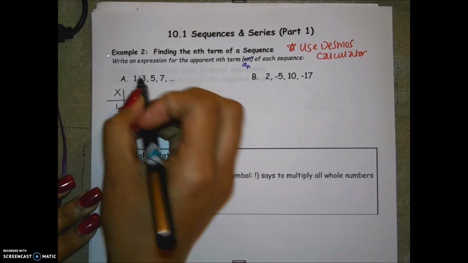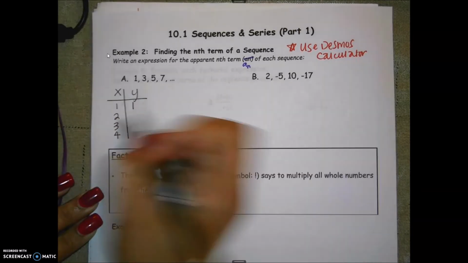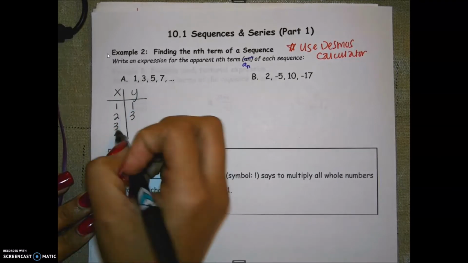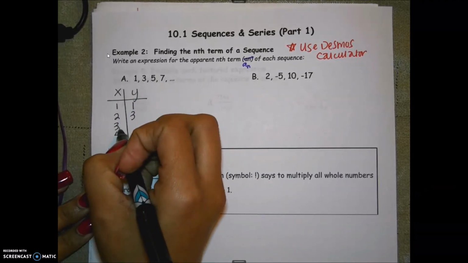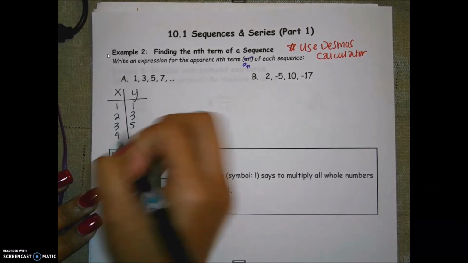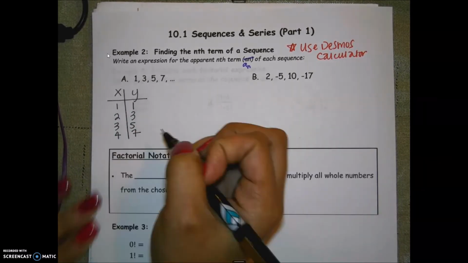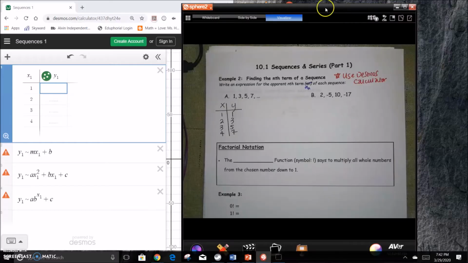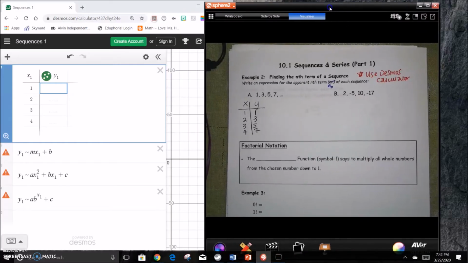When X is 1, my Y value is 1. When X is 2, my Y value is 3, because it's the second number in the sequence. When X is 3, or the third number in the sequence, Y is 5. When X is 4, or the fourth number in the sequence, Y is 7. So if we had our TI Inspires, what I would have instructed you to do is make a table in the calculator. And since we don't have our TI calculators, you are actually going to use our handy dandy DESMOS calculator.